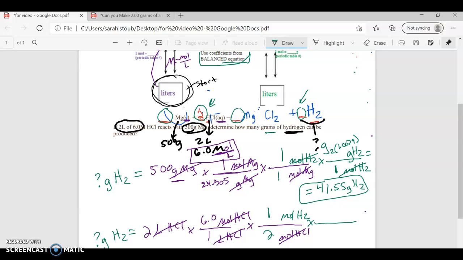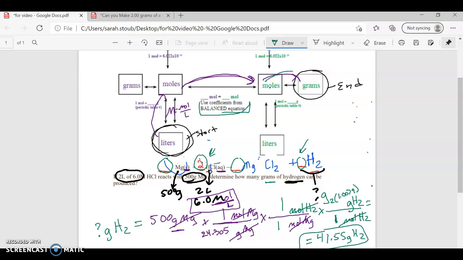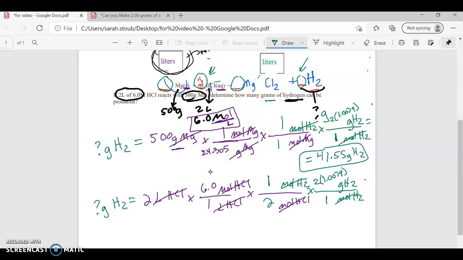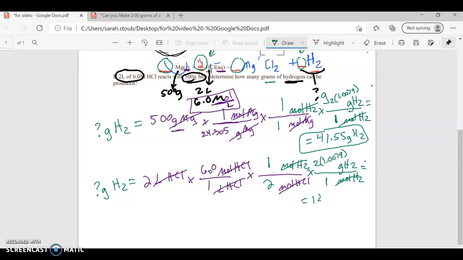My last step is right here on the mole map. I'm trying to get out of moles and into grams, and this is of hydrogen. So I'll put moles of hydrogen on the bottom. That way they'll cancel. Grams of hydrogen on top. And to do that, my conversion factor is 1 mole, and the grams is the gram number from the periodic table, that atomic mass. I have 2 hydrogens, and each hydrogen on the periodic table is worth 1.0079. So I push buttons in my calculator again. And I got 12.12.